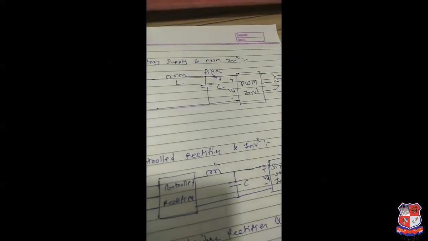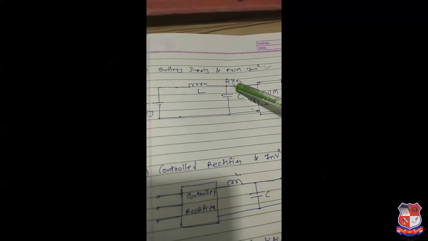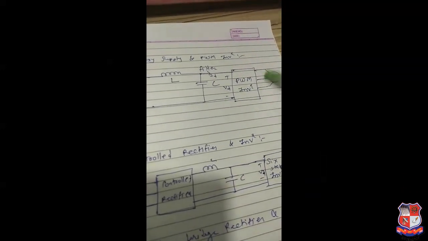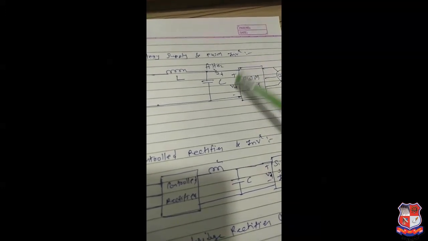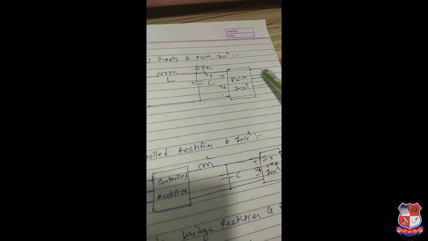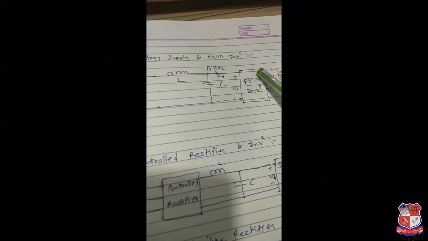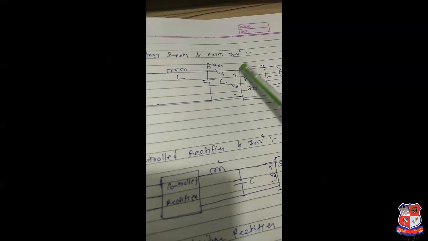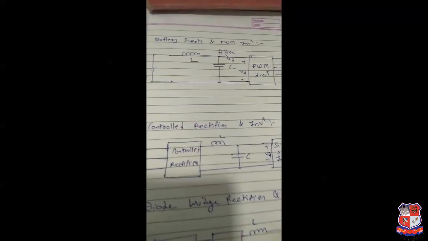Now one more: battery supply and PWM inverter. We have again a DC supply, then a filter, and it is given to the PWM inverter. PWM has its own advantages, and we learn various PWM techniques in power electronics. By this application of the PWM inverter, we can maintain the V by F ratio smoothly.